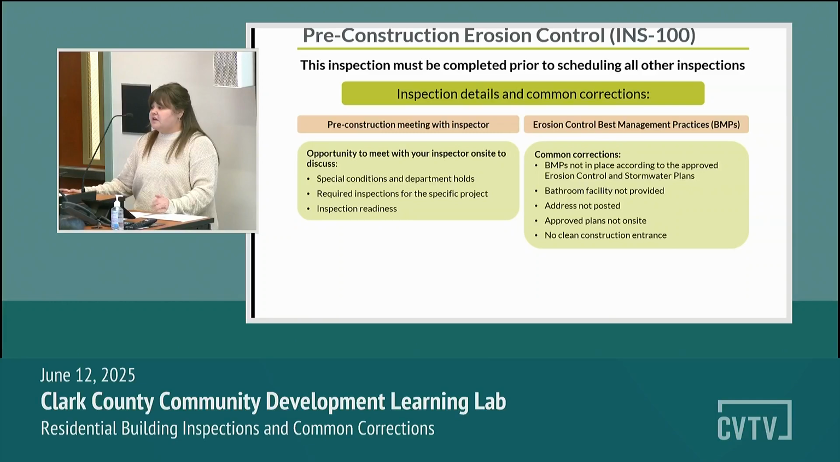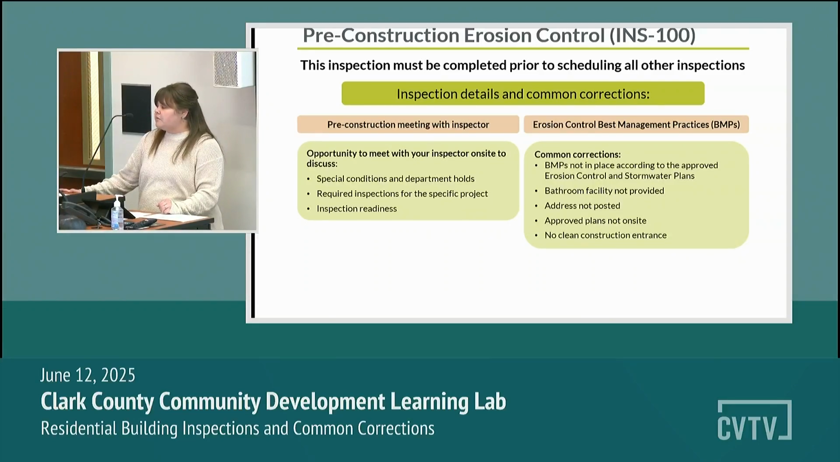You can also get a list of all the required inspections for your specific project, and then also talk with the inspector about inspection readiness and what their expectations are going to be for the inspections and when to call them in at what point in the project. The inspector is also going to be verifying that the erosion control BMPs, best management practices, are in place at this time. And that's according to the approved erosion control and stormwater plans that are reviewed and issued at the time of plan review.